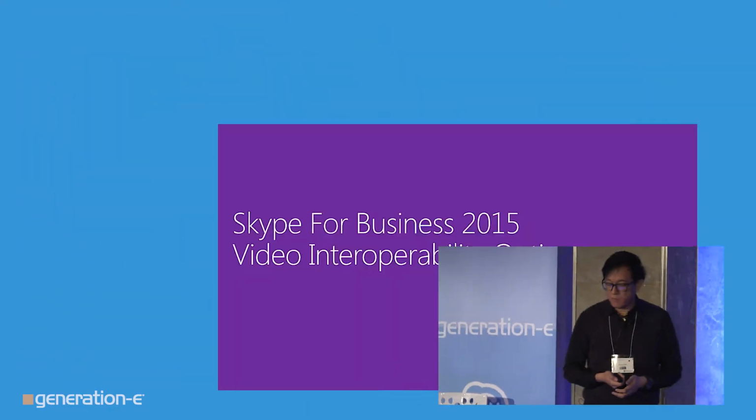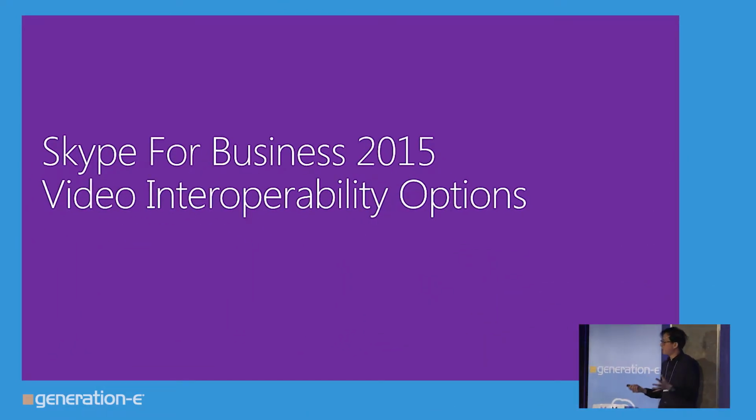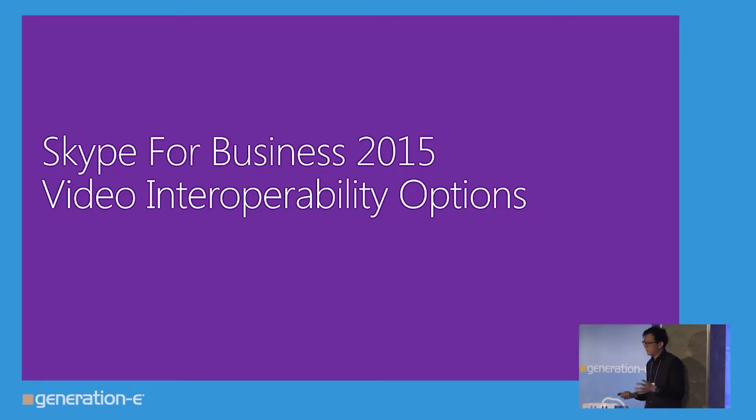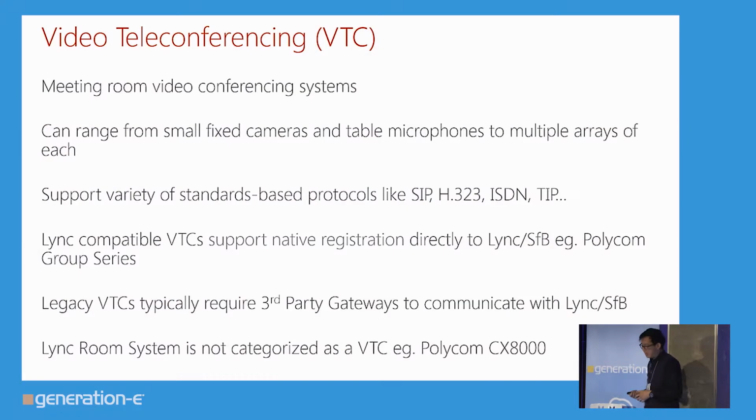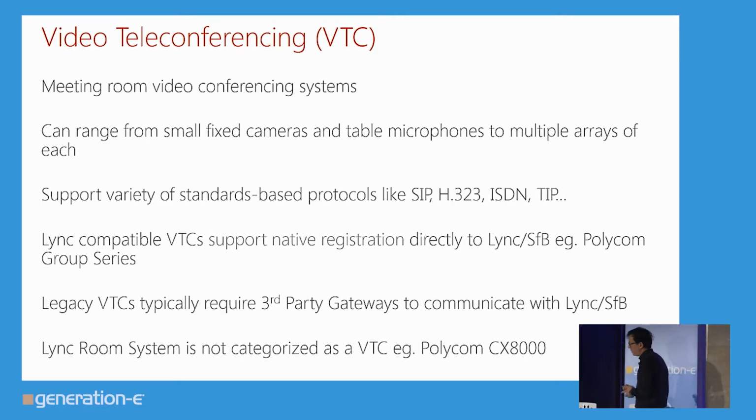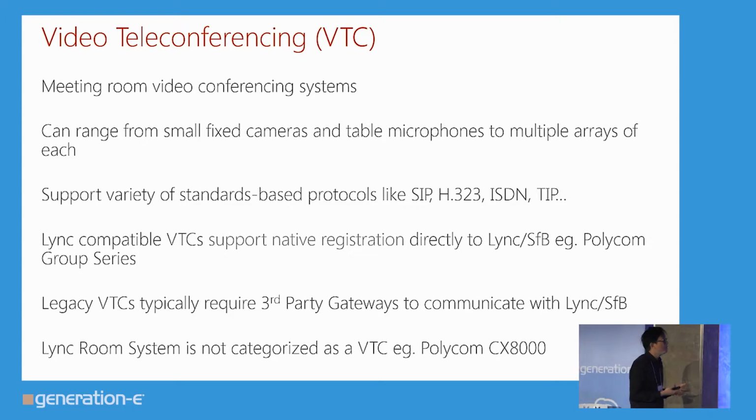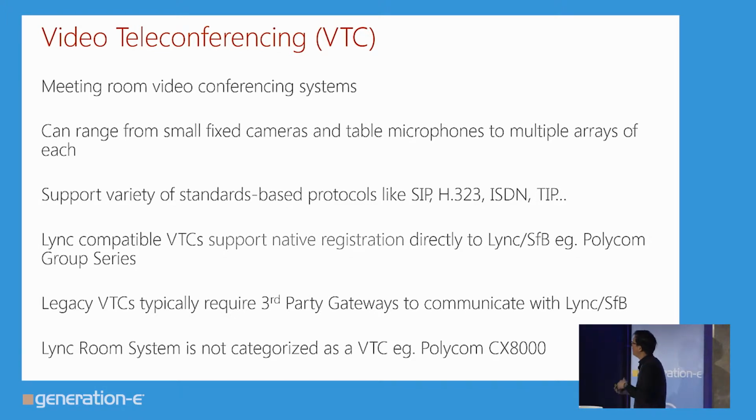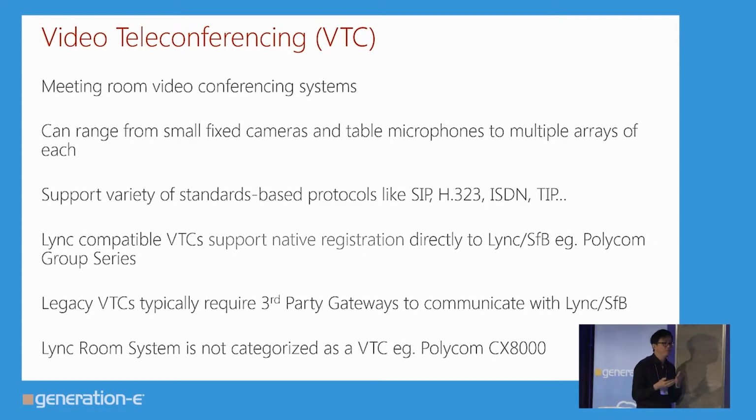So what are the interoperability options? Having understood a bit of background on the codecs and the capabilities, what are the options? One of the things that you hear a lot about in the next couple of slides is the concept of VTC. VTC is essentially referring to a room video conferencing system. If you have meeting rooms that have been equipped with video conferencing systems, this is what a VTC is. VTCs can range from small, fixed cameras to large systems with multiple microphones, to cater for the different room sizes.